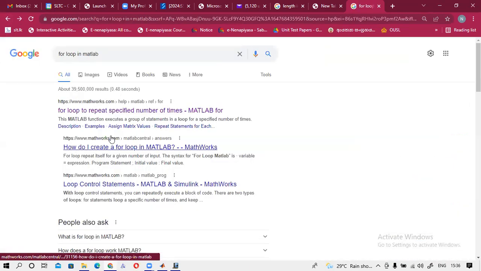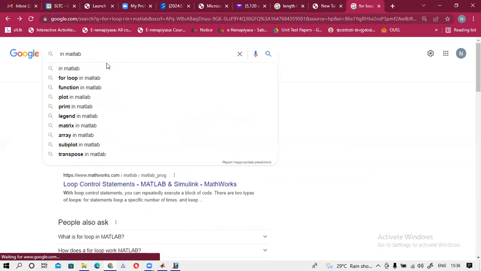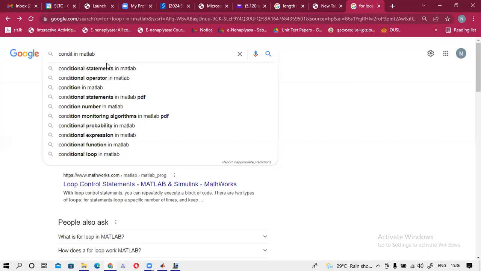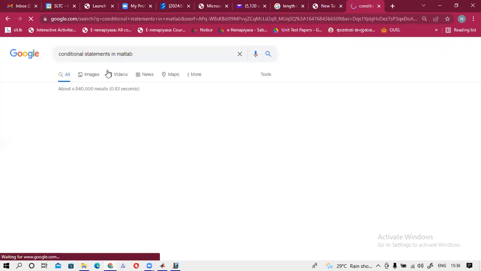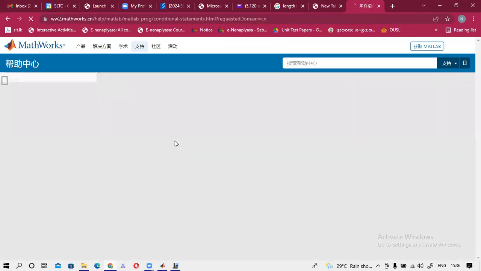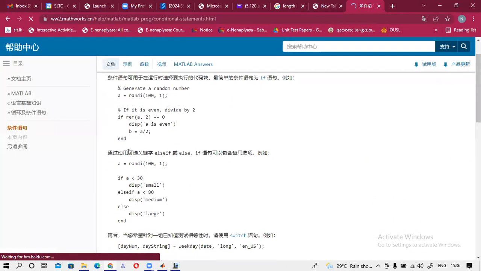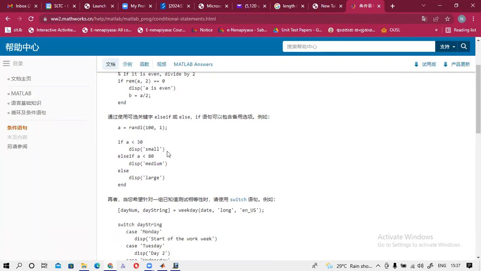That one also you can find: conditional statement in Matlab. You can use this if condition. I think that is enough. If and else condition, it is okay. So the if condition is like this. You can define any condition using if and else.